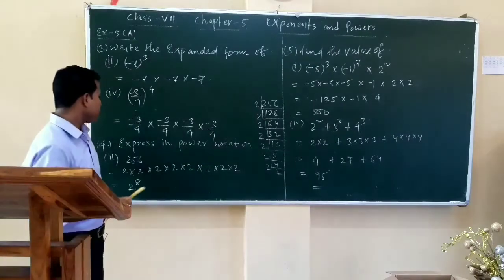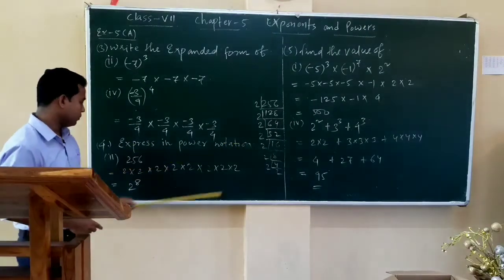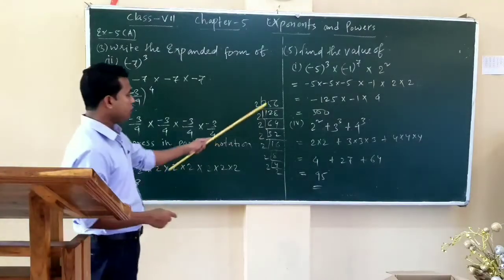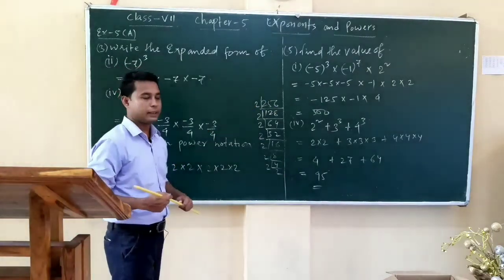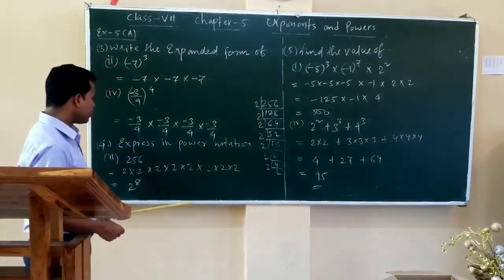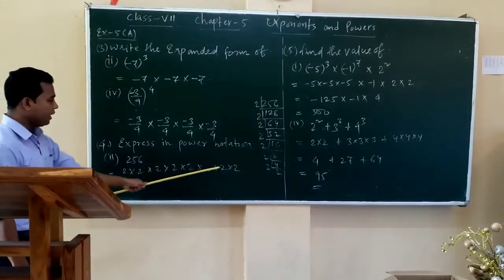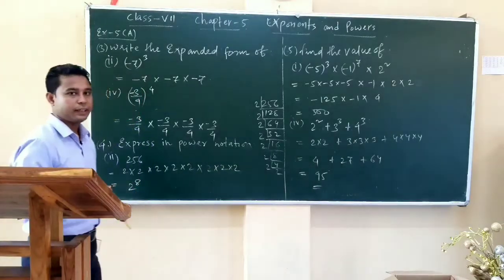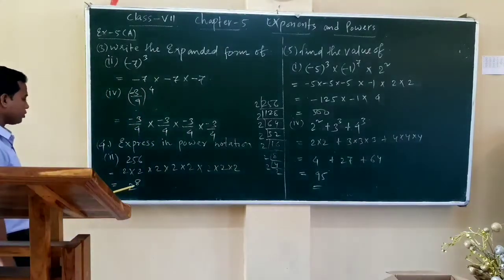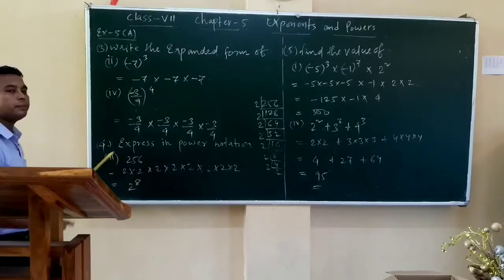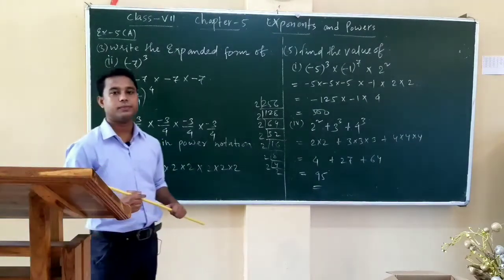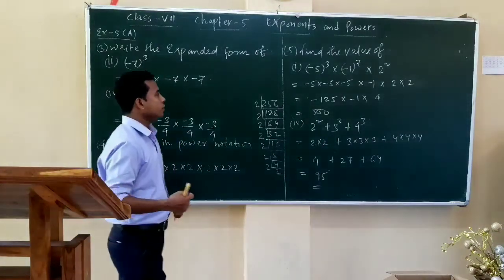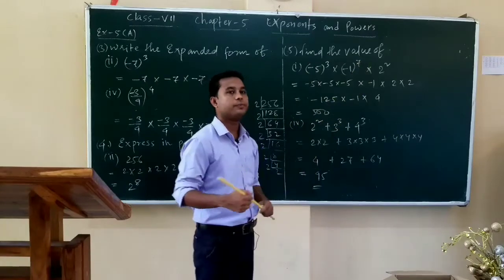Okay. So, the next question is express in power notation. The question is 256. Find the prime factors. So, you will get that 2 is multiplied 8 times. Okay, 2 is multiplied 8 times. So, I can write it as 2 raised to the power 8. Clear?